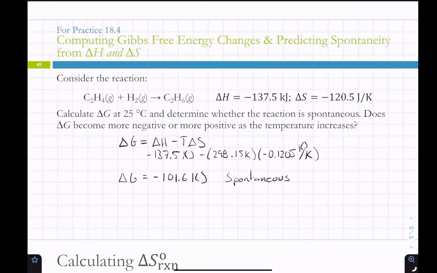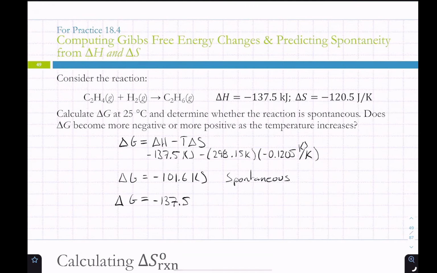Yeah, so you could go back to the chart and look at the signs of delta H and delta S to see whether or not it's going to be spontaneous at low temperatures or at high temperatures. You could also just pick a number and plug it in for the temperature. We can just plug in a higher temperature and see if it gets closer to 0 or not.